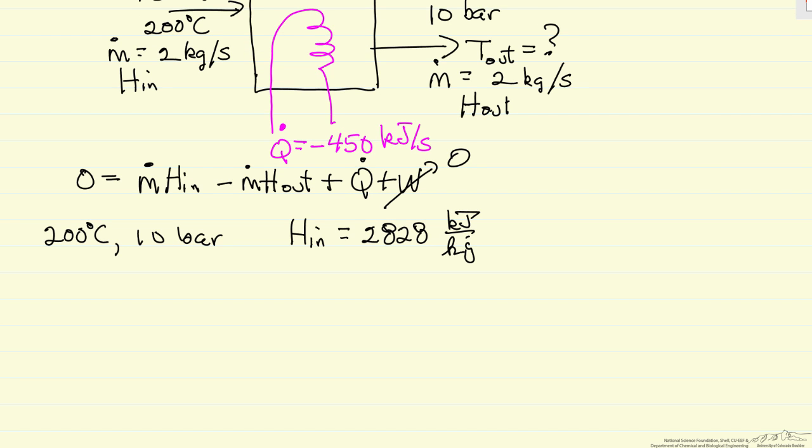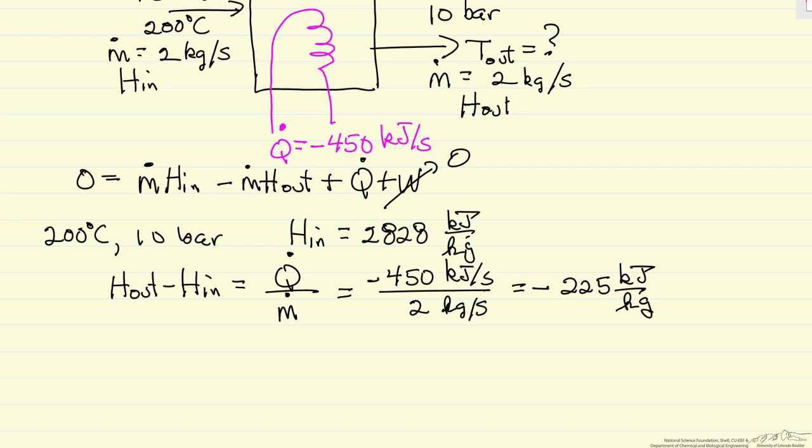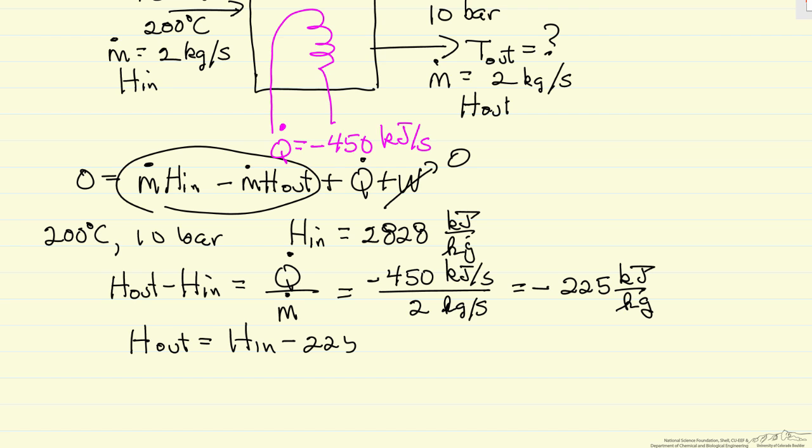I can solve this equation for the enthalpy out. So let me first rearrange the energy balance by taking these two terms to the other side of the equation. Then I substitute in the values for Q dot and m dot. And so H out is just H in minus 225. H in is something we just looked up in the steam tables, 28 kilojoules per kilogram, minus the 225 kilojoules per kilogram.